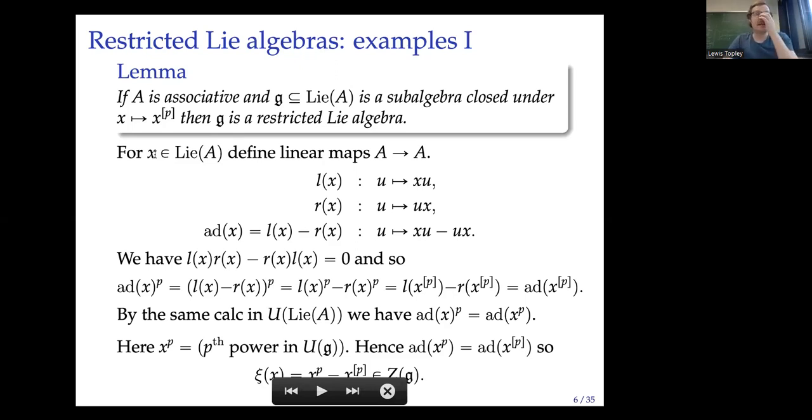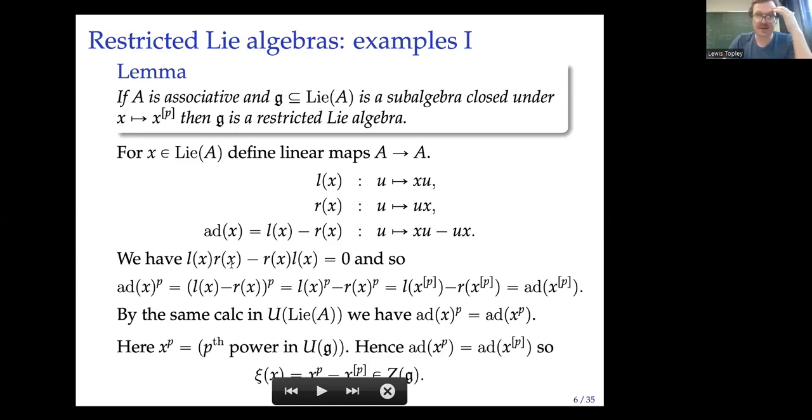So if we take an element x in G, which we view as an element of the algebra A, define three linear maps from A to A. The first is left multiplication by x, the second is right multiplication by x, and the third is the difference between the two, which we'll denote ad, for obvious reasons. Now, because A is associative, we know that left multiplication by x and right multiplication by x commute, and so we can use the binomial calculation.